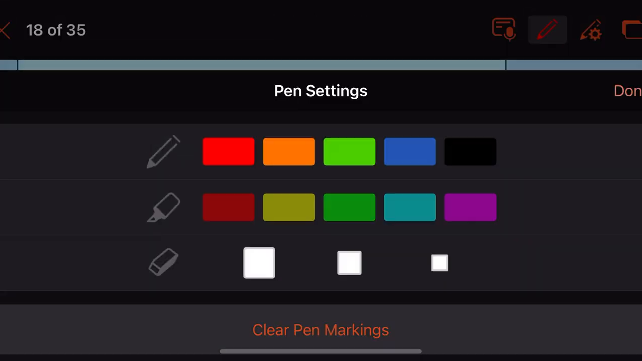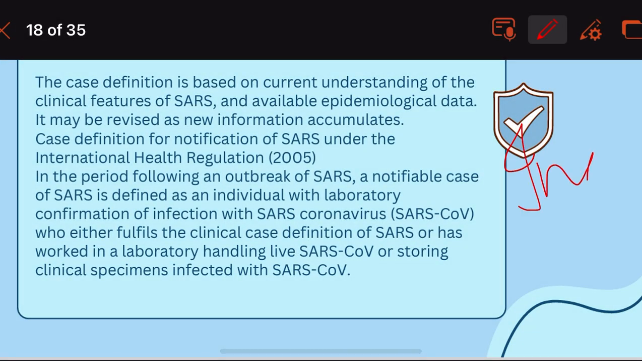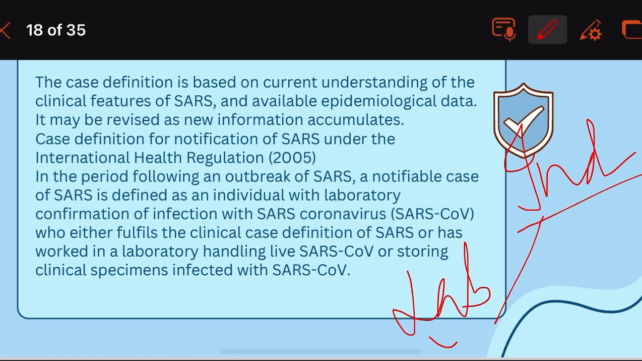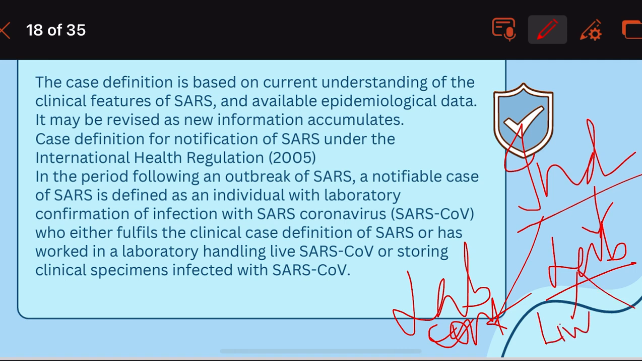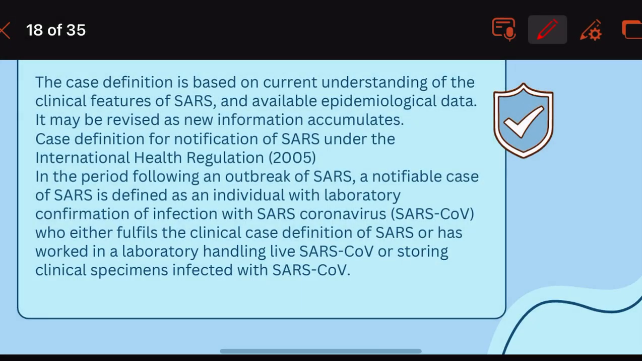Is it clear? He is an individual who has lab confirmation that he has SARS coronavirus. And secondly, he might be a person who has worked in a laboratory, and this laboratory is handling the live coronavirus, or dealing with stored specimens which are infected with the SARS coronavirus.